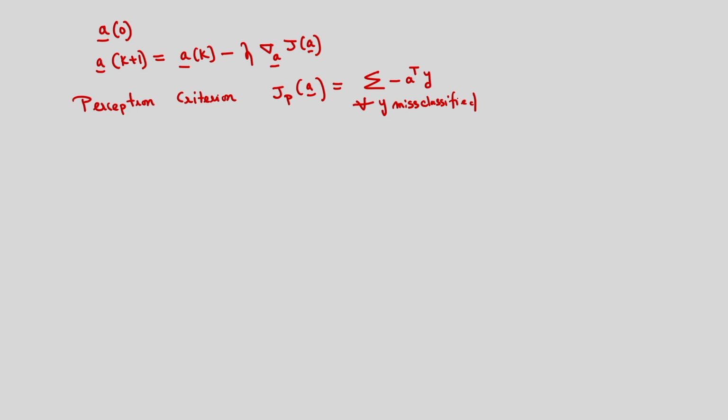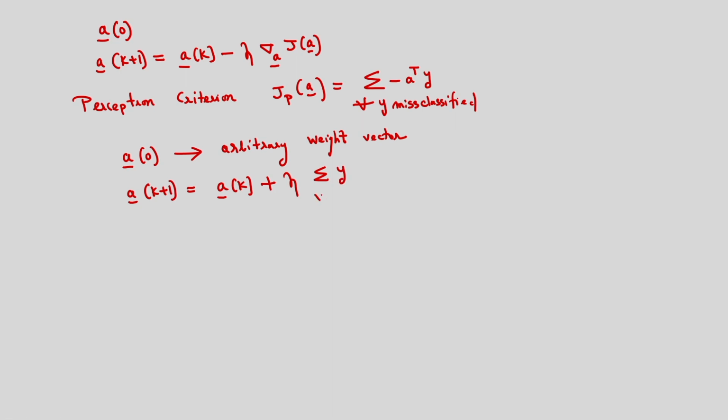Based on this perceptron criterion, how to do the iteration? So A naught we have to select arbitrarily, arbitrary weight vector, and at k plus 1 iteration, I can write like this: ak, that is the weight vector at kth iteration, plus eta summation y, for all the y's which are misclassified.